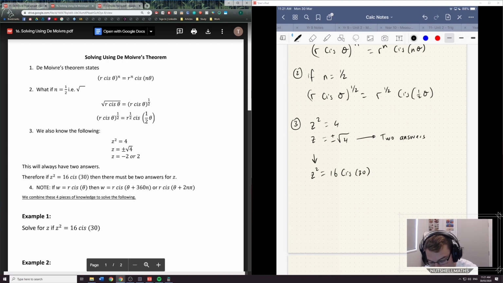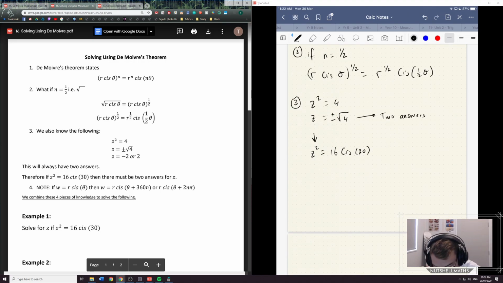Right? If z squared equals 4, we know that it produces 2 answers. If z squared equals some complex number, we know we're going to have 2 answers. It's the same logic. It's this exact same logic. So let's follow this through a little bit. If I said this, then to undo the square, I'm going to square root the other side.